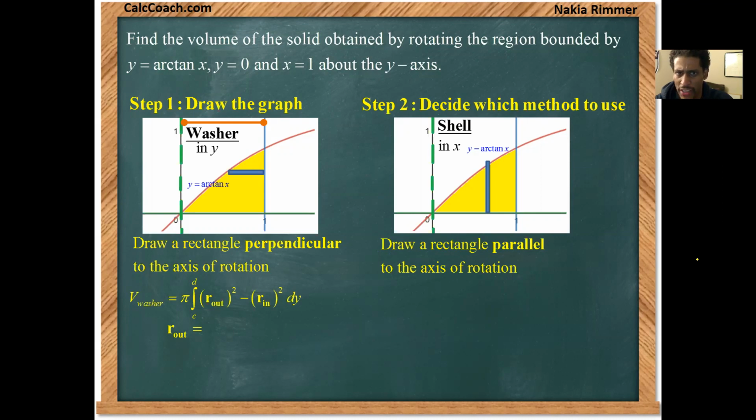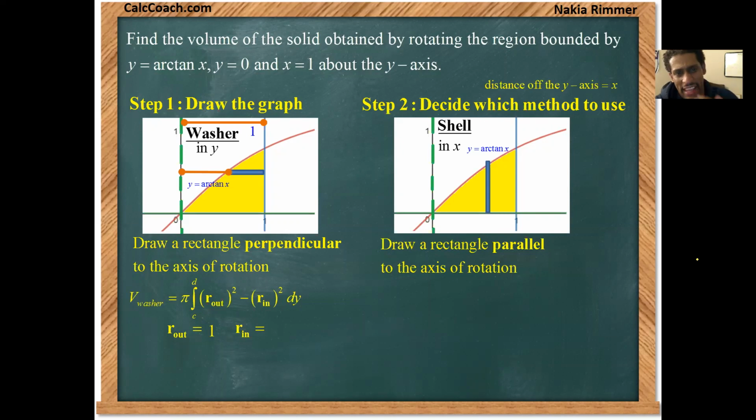And that won't change as the rectangle moves upward. The outside radius will always be to that vertical line, and that's x equals 1. That distance there is 1. And so 1 is your outside radius. Next up is the inside radius, and you draw a line that goes from your axis just up to the rectangle for the inside radius. And that there is the distance off of the y-axis. We know that to be x.